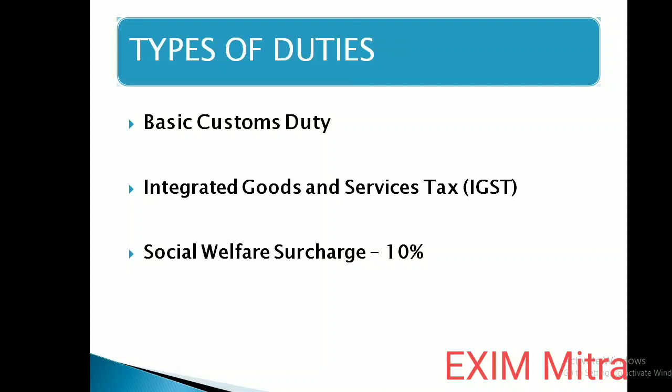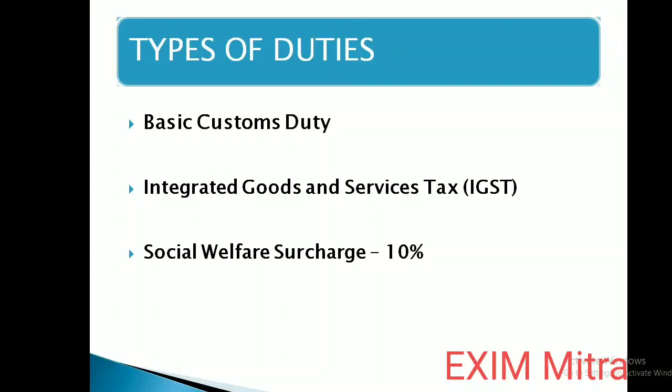In some chapters it is 10%, for some chapters it is 7.5%, for some chapters it is 12.5%. So basic custom duty totally depends on the chapter in which the good is falling. On the basis of IGST, goods have been categorized into 3 or 4 parts.